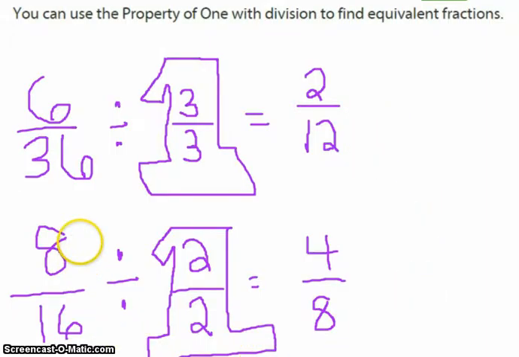In our next example, we have 8/16, and we're going to divide by 2 in the numerator and the denominator using our property of 1, because 2, I know, is a factor that will divide evenly into 8 and 16, because they're both even numbers. So 8 divided by 2 is 4, and 16 divided by 2 is 8. 8/16 is equivalent to 4/8.